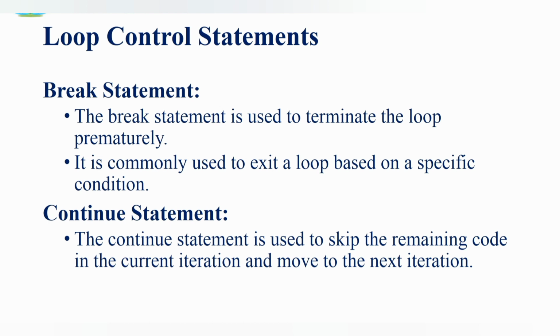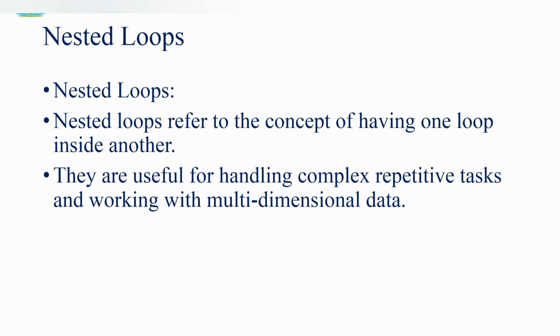Next, loop control statements. We have two control statements. The first one, the break statement. The break statement is used to terminate the loop prematurely. It is commonly used to exit a loop based on a specific condition. The second statement, continue. The continue statement is used to skip the remaining code in the current iteration and move to the next iteration.